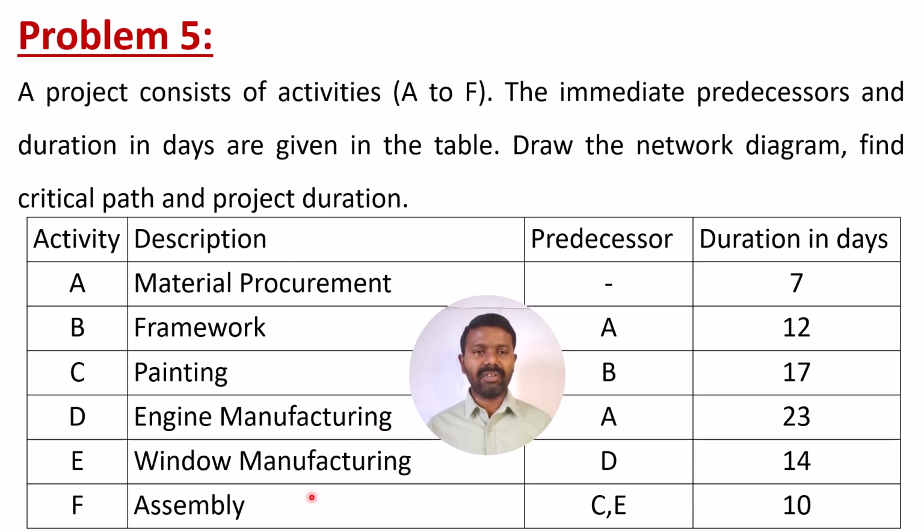So these are the activities, and then these are the preceders, predecessors. So this is the A, B, A, D, E. That means this activity A is not depending on any other activity, but activity B will start only after completing activity E. That is the meaning of this predecessor. And the duration in days for activity A is 7, 12, 17, 23, 14, and 10. So these are the durations.